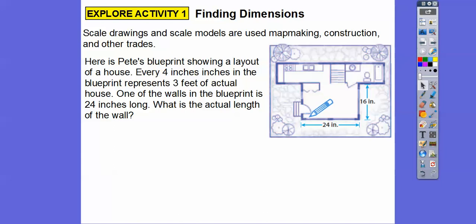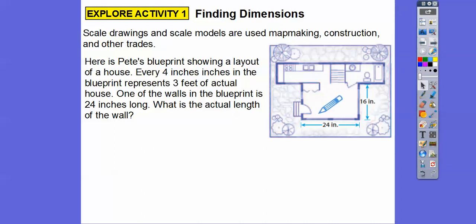So this is 24 inches, so every 4 inches is going to be 3 feet. Anyways, on the walls of the blueprint is the 24-inch wall right here. Here's a 16-inch wall right here. These other ones we'll talk about in just a little bit. What's the actual length of the wall?